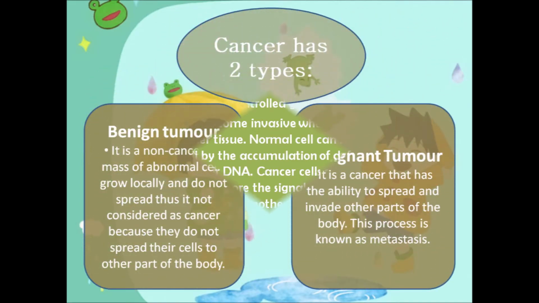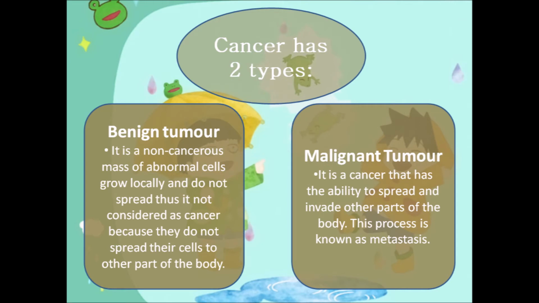Cancer can be classified into two types, benign tumor and malignant tumor. Benign tumor, a non-cancerous, is a mass of abnormal cells that grow locally and do not spread, thus it is not considered as cancer because they do not spread themselves to other parts of the body. For malignant tumor, it is a cancer that has the ability to spread and invade other parts of the body. This process is known as metastasis.